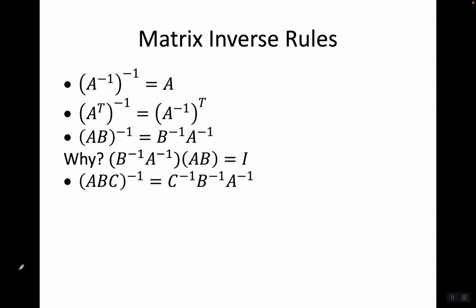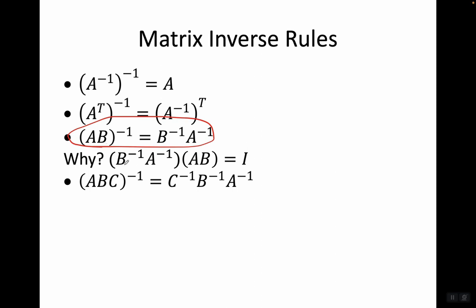Okay, here are those matrix inverse rules. The inverse of A inverse is A. The inverse of A transpose is A inverse transpose. The next one's a little tricky. Notice that the inverse of AB is not A inverse B inverse, it's B inverse A inverse.